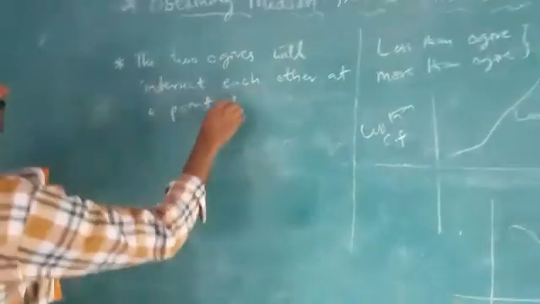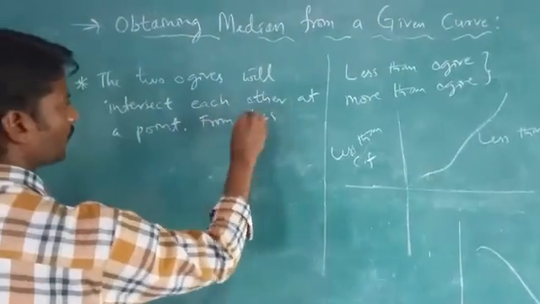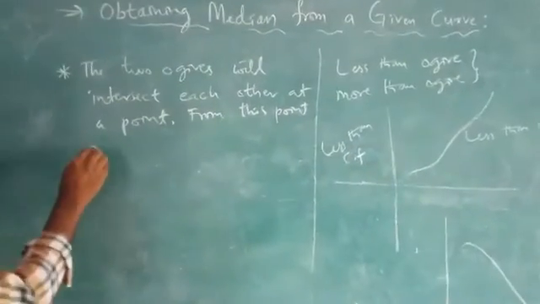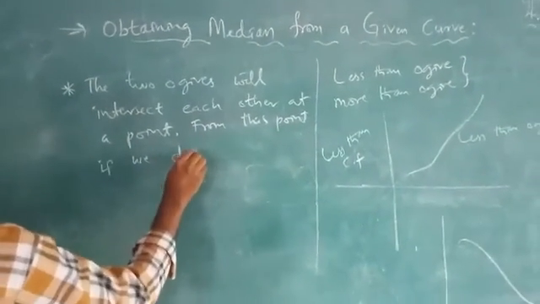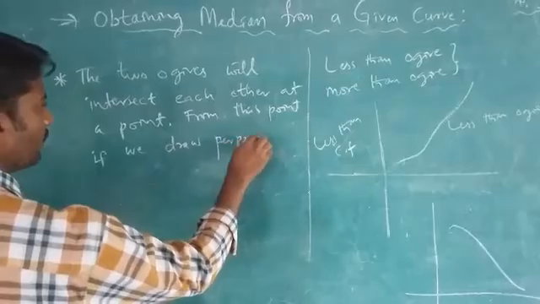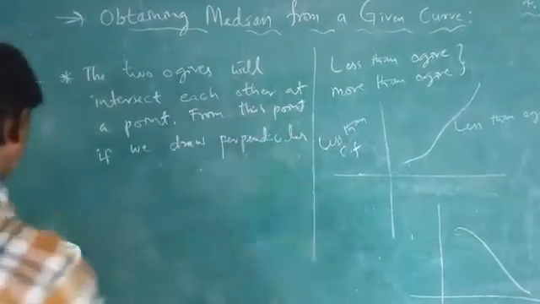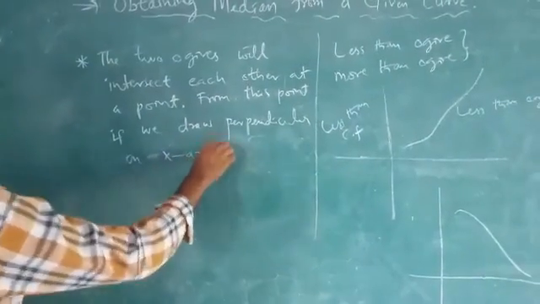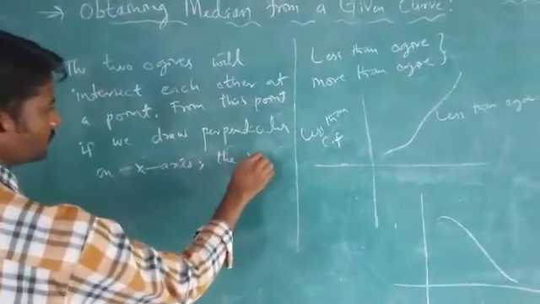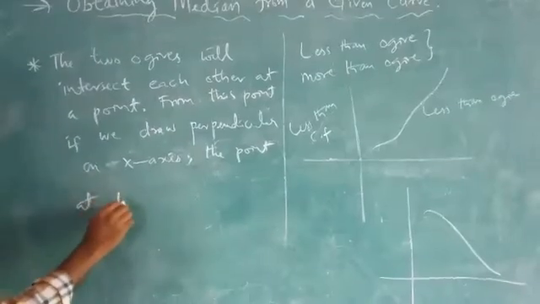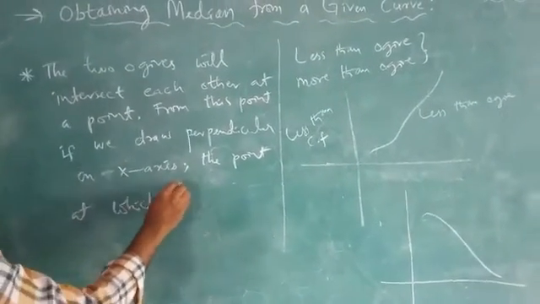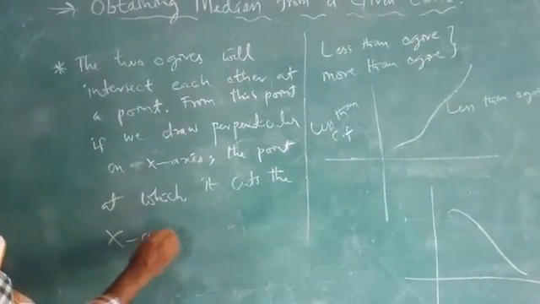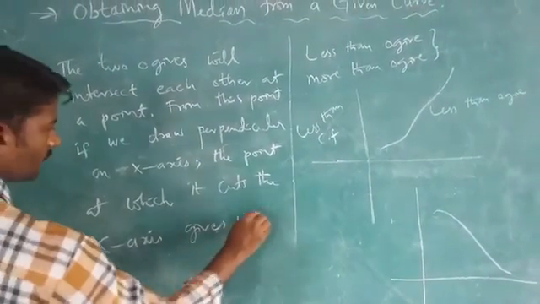From this point, this is a very important topic. It is helpful for all exercise problems. If you draw a perpendicular line on the x-axis, the point at which it cuts the x-axis gives us the median.